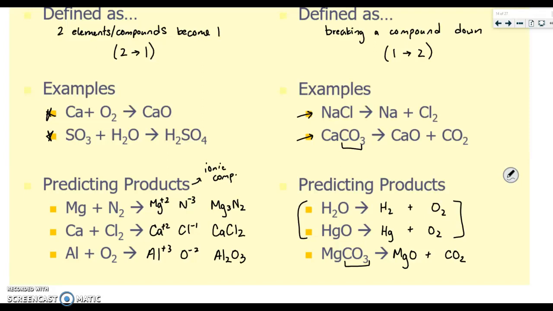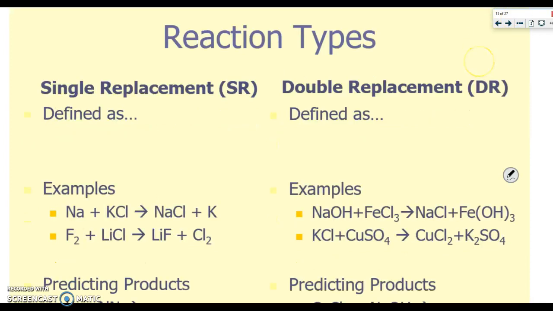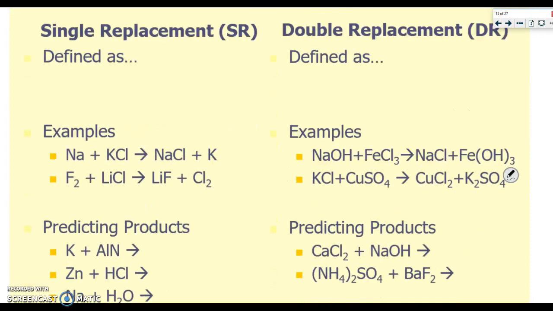Let's continue our study of reaction types. The next type of reaction is a single replacement reaction. We're going to abbreviate that as SR. And again, it's exactly what it sounds like. Something is going to replace something else. So it's when one element replaces another.